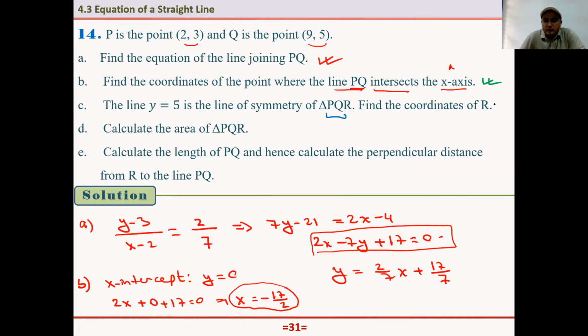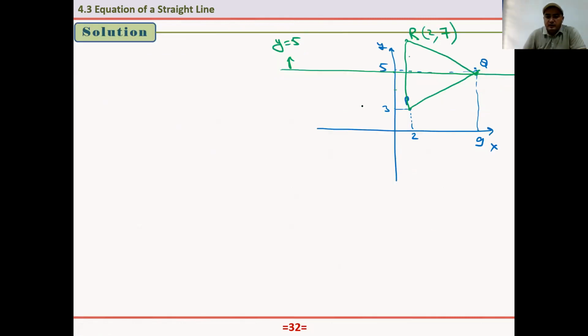Okay, find the coordinates of R. Calculate the area of PQR. Okay, now we need to calculate the area of PQR. This one is P, right? And this one is Q, this one is R. How do we calculate the area of PQR? Base times height divided by 2, so the length of PR times the height. What is the length of PR?